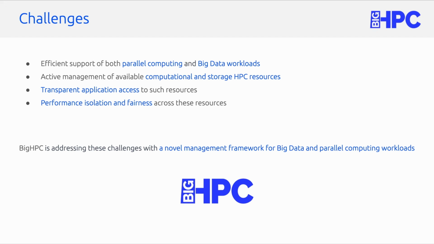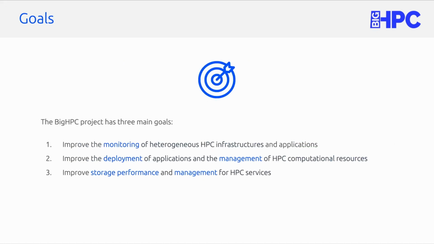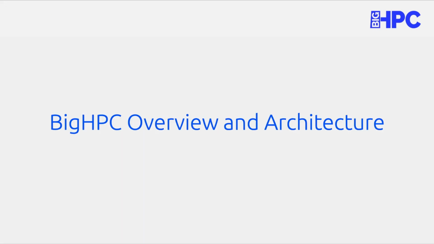For this, the BigHPC project developed a novel management framework for big data and parallel computing workloads. To do so, three goals were set for the development of the project: development of a monitoring solution that would be able to monitor different HPC infrastructure, improve big data application development and better management of HPC computational resources, and also improve the storage performance and management for HPC services.